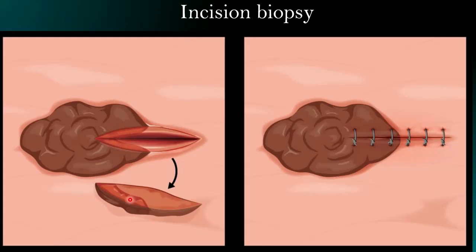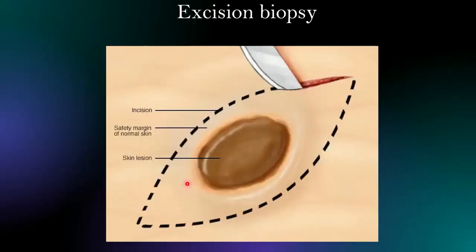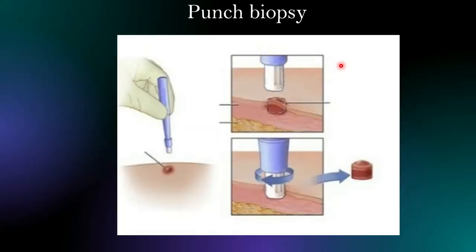From this, the depth of the melanoma can be assessed. Another one is excision biopsy. This is the best kind of biopsy. We can remove the whole of the lesion for biopsy. Another one is punch biopsy. Again we can assess the depth here. With the help of a punch, a cylinder of tissue is removed so that we can assess the depth of the melanoma.